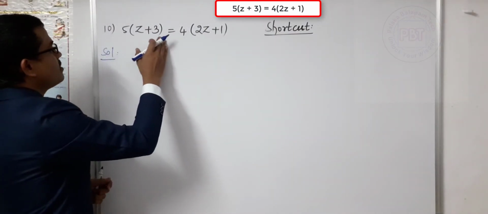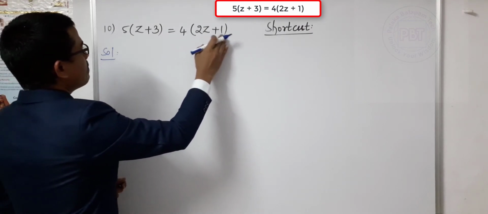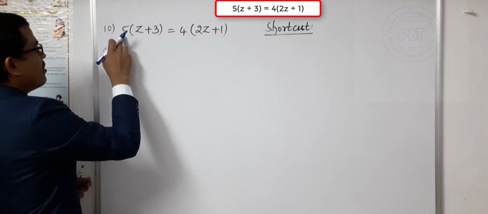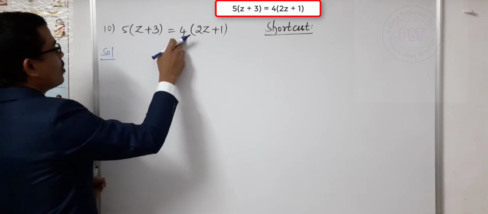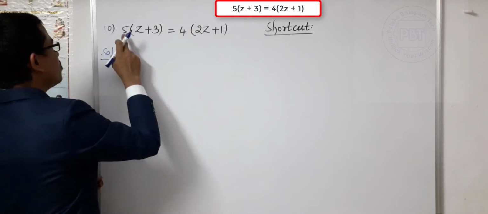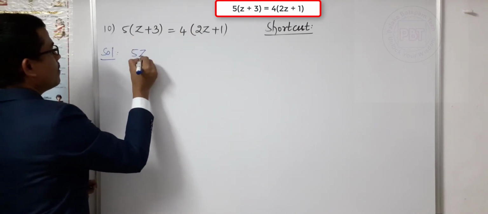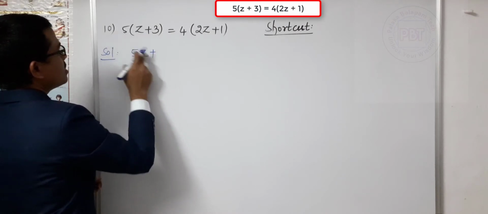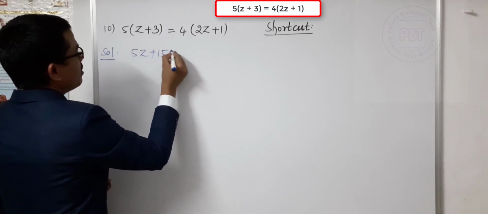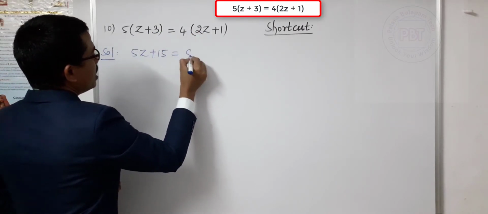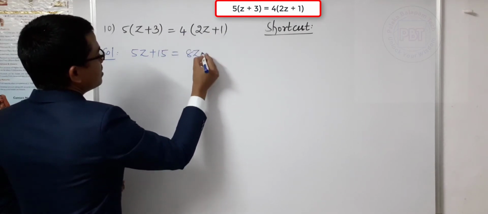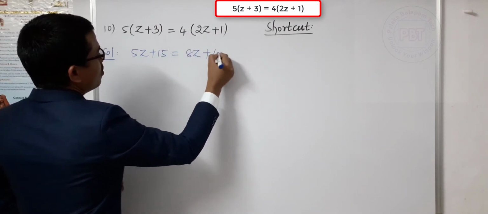5(z + 3) = 4(2z + 1). So I am going to multiply 5 with the terms inside the bracket, and here I am multiplying 4 with the terms inside the bracket. So 5 into z is 5z, plus into plus is plus, 5 threes are 15, which is equal to 4 twos are 8z, plus into plus is plus, 4 ones are 4.